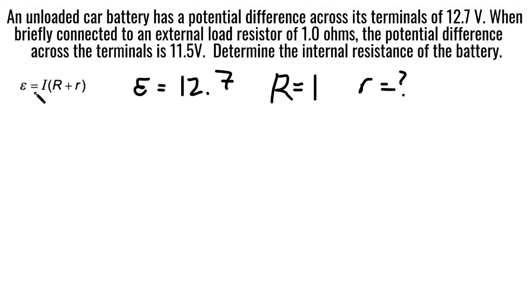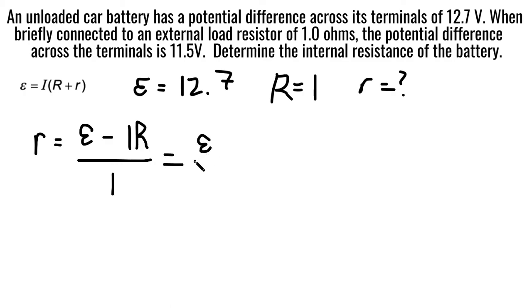So what we can do here is first put lowercase r on one side of this equation. I'm not going to show all the steps, but if you expand and distribute this I, it'll end up something like this. Yep, it would look like this, and this would be equal to epsilon over I minus R.